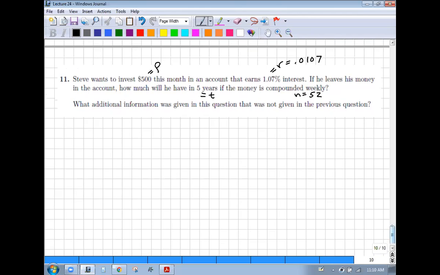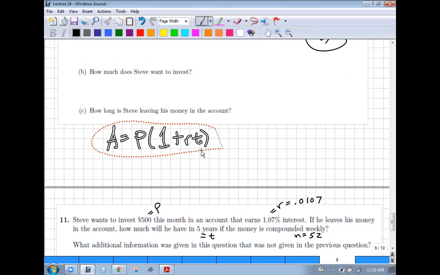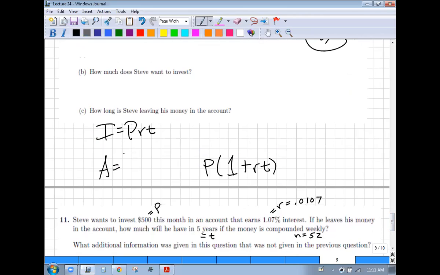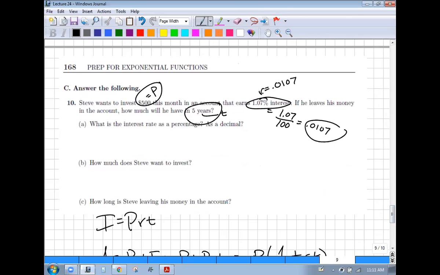Okay. So this last example, we would use A equals P times 1 plus RT, right? Simple interest, right? Let's write it out again. Remember, I party, right? The amount is principal plus interest, all right? And the interest is PRT. If you factor out the P, you get P times 1 plus RT. So we would use that formula for the simple interest because they didn't say anything about compounding.